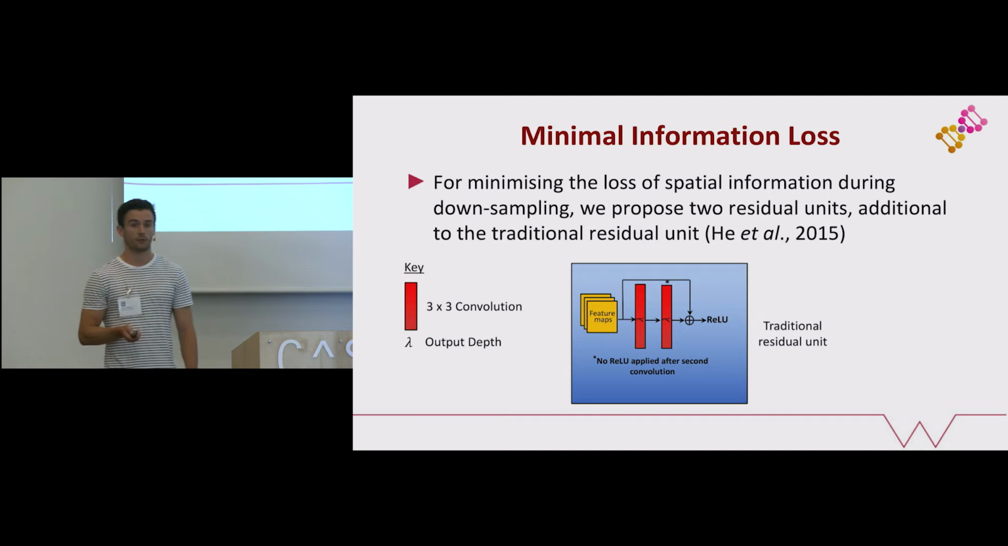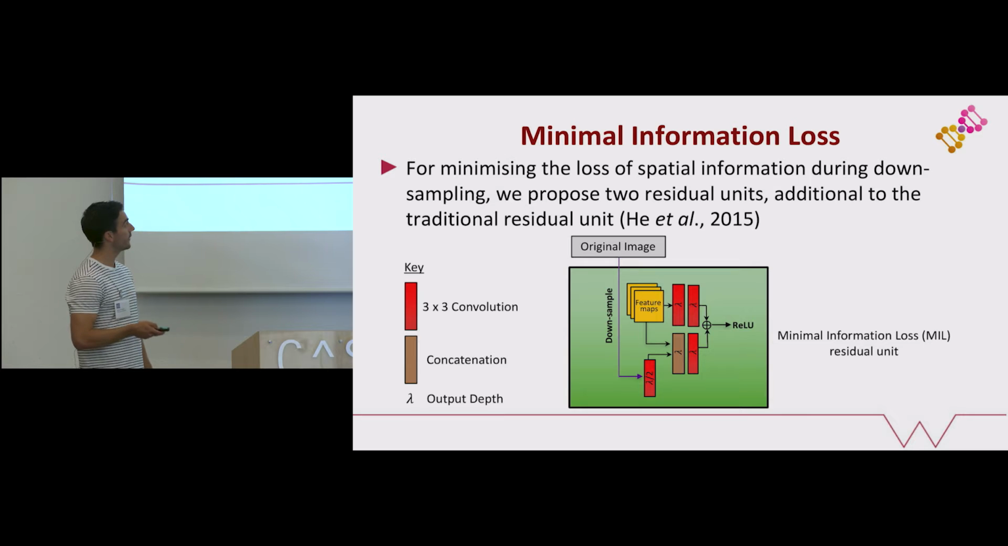So we propose two additional residual units, additional to the traditional residual units that were proposed in 2015. Within the traditional residual unit, the feature maps are input into the residual unit, and skip connections are used for superior performance. However, we use minimal information loss residual units, and the idea here is that we downsample the original image, and then we feed this through a convolutional operator, and then we concatenate this with the feature map. This concatenated feature map is used in the summation operation as opposed to just the feature map itself in the traditional residual unit, and therefore this helps to alleviate the loss of information caused by downsampling.